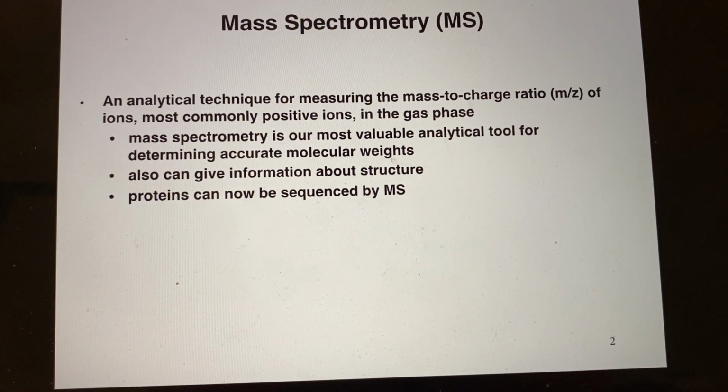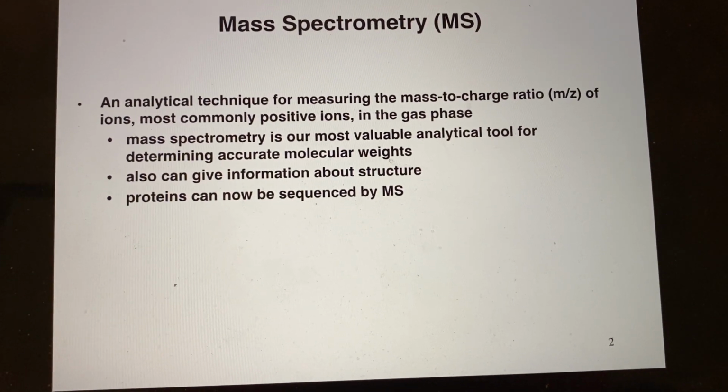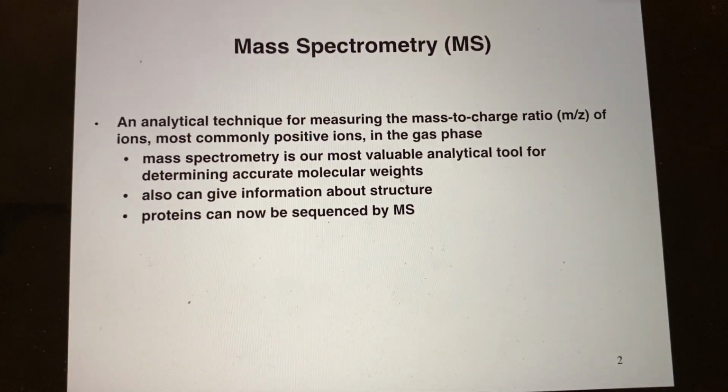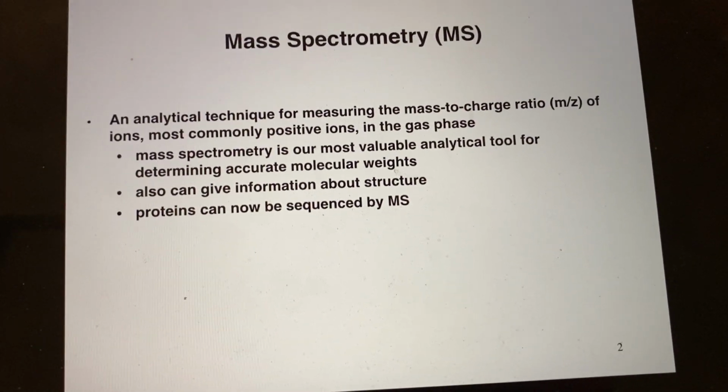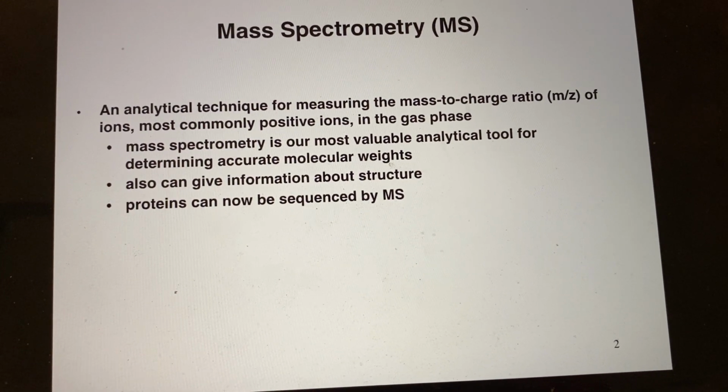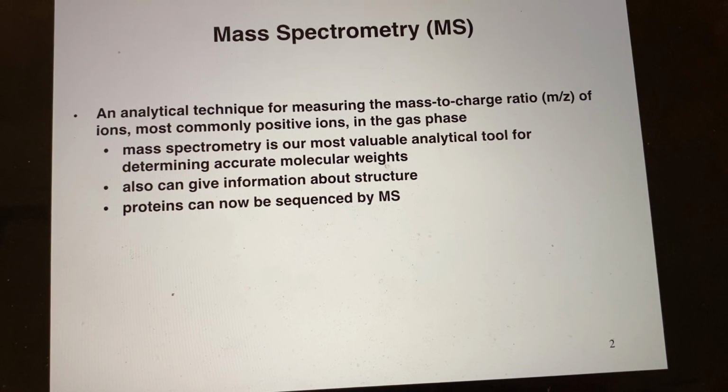Okay? Now, I also want to point out that today, and for the past several years, this is the most effective way to sequence proteins. Okay? It's fast, it's easier than doing it the old-fashioned way.